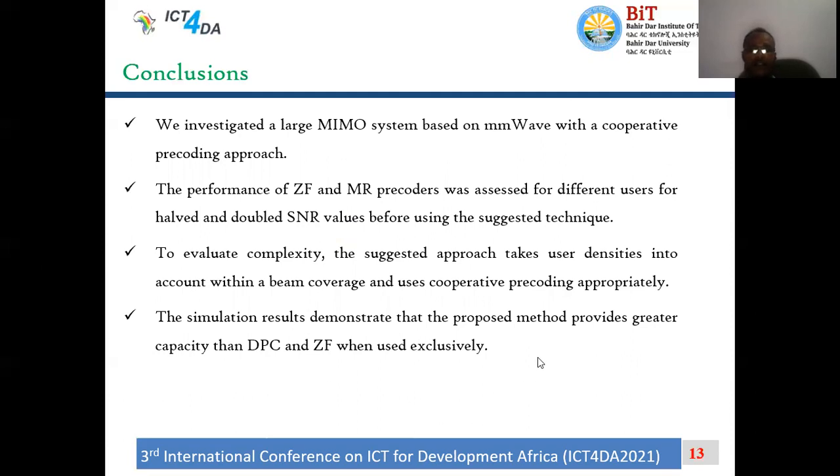And finally, we have found that our cooperatively working precoding, which is achieved through our proposed algorithm, has been found to be better than the zero forcing or dirty paper coding, which are working exclusively. And we have found that our proposed algorithm is better than the typical hybrid precoders with a power penalty of zero forcing precoders.